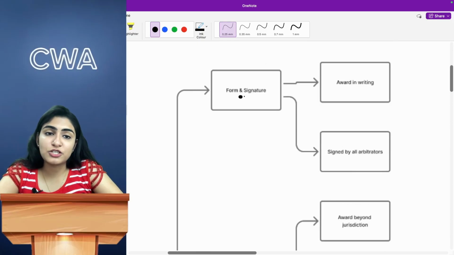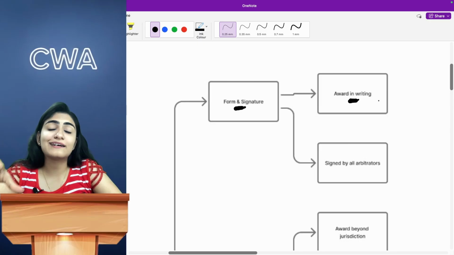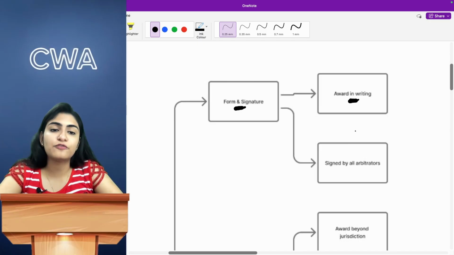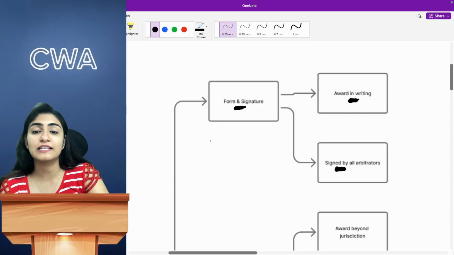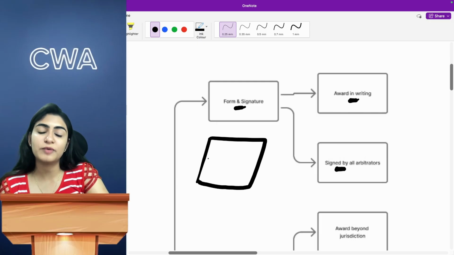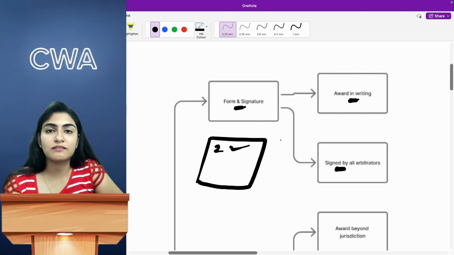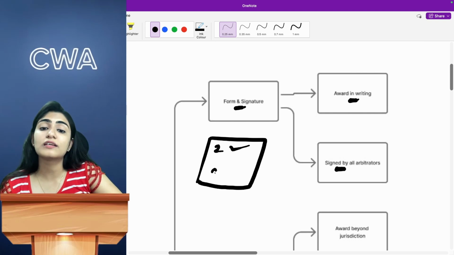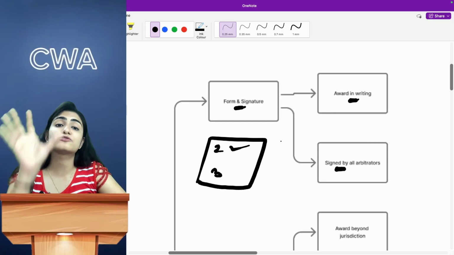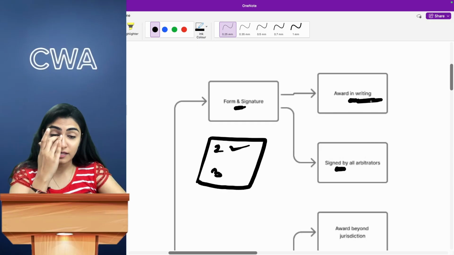Now, form and signature. Whatever award is written, the arbitration award should be in written form and it should be signed by all the arbitrators. So let's say in the award it is explicitly written that two arbitrators agree, there is a majority, and Mr. X is liable, and all three arbitrators are supposed to sign this written award.